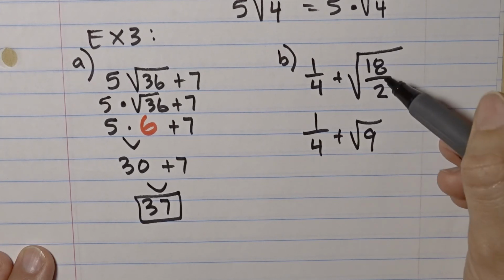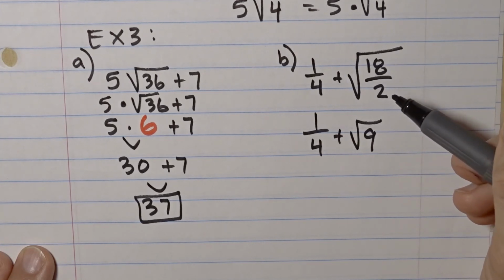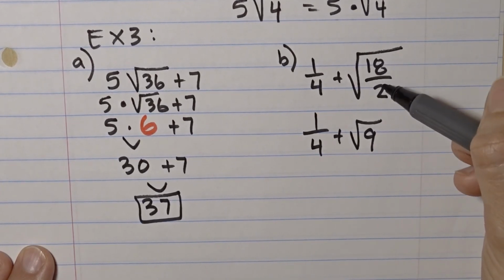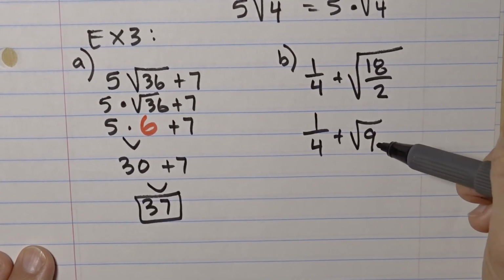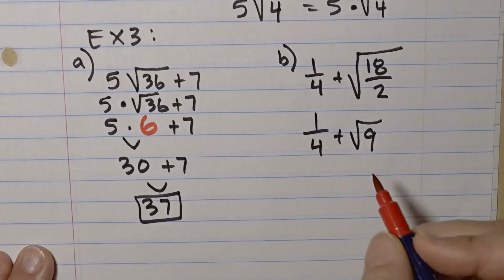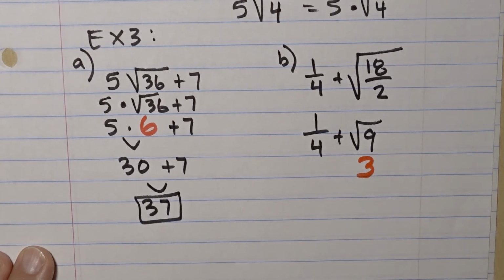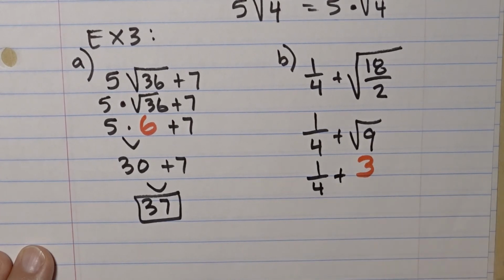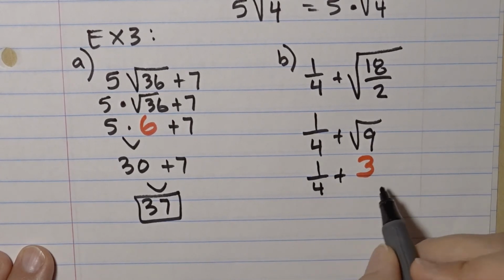Okay, I have not answered the question yet, what number to the second power is 18 over 2? I just rewrote this 18 over 2 as 9. And now I'm ready to ask that question. What number to the second power is 9? And that answer is 3. So now you just have 1/4 plus 3, which is 3 1/4.